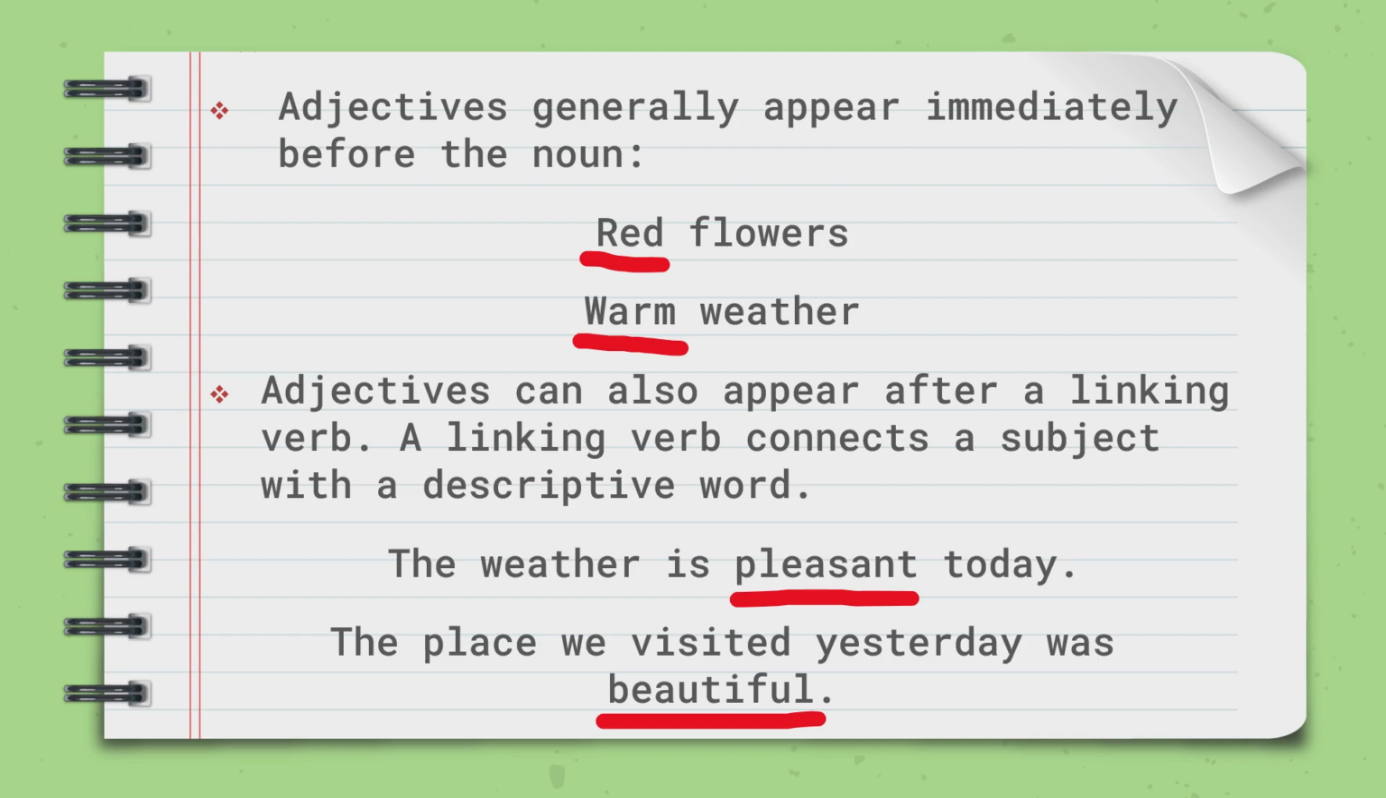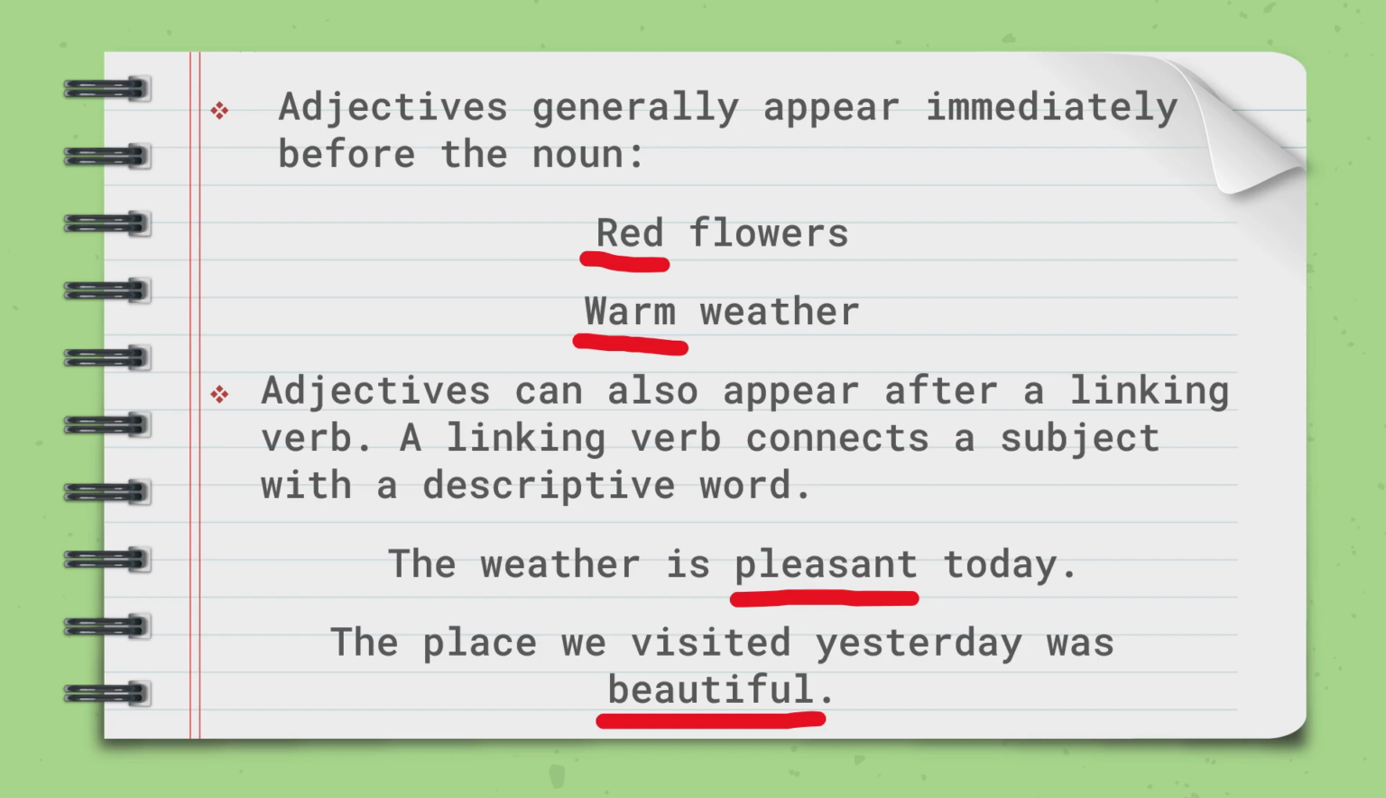The place we visited yesterday was beautiful. Now, here, place is the subject, it is our noun. Place we visited yesterday was. Now, was here is linking verb because it is connecting the place, that is noun, with subject description. That is beautiful. What is beautiful? Place is beautiful. So beautiful becomes adjective.